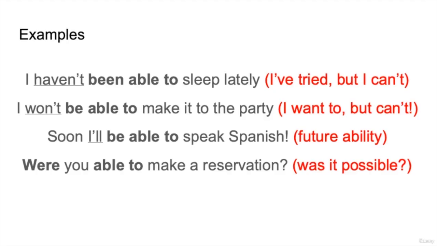Were you able to make a reservation? The meaning here is we're asking if it's possible. So someone tried to make a reservation in the past, and we are asking if it was possible. We don't use could you make a reservation in this case because could, in this case, is normally used as a request. But this is asking about ability.